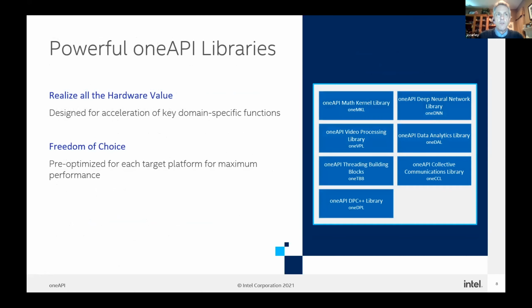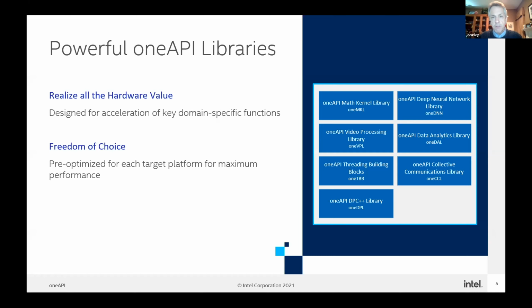And then the second thing we do is we build out standard interfaces to commonly used libraries, math libraries, the deep neural network libraries, video processing, data analytics, threading, collective communications. We looked at the Horovod example earlier, how we are able to try to get scaling inside AI systems. And then a parallel standard template library for the data parallel C++ language. All of these are specified in the 1.0 version of the oneAPI specification.